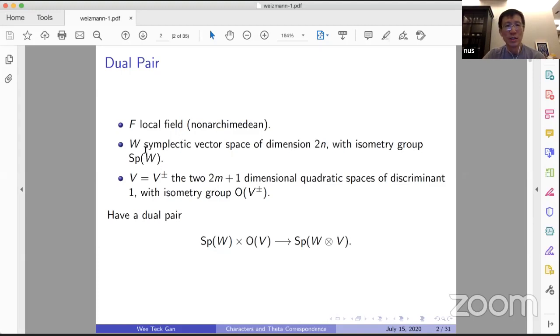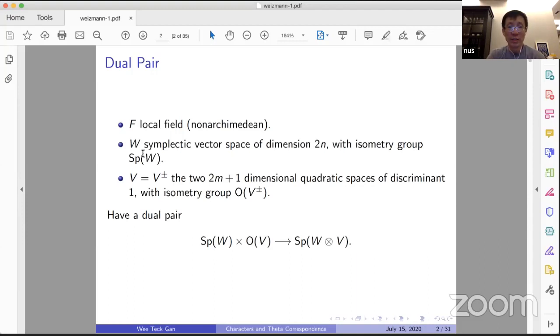The setup is that we have two pieces of data: a symplectic vector space W of dimension 2n, with the isometry group Sp(W), and odd dimensional quadratic spaces V. For simplicity, I assume the discriminant is 1. Over a non-Archimedean field, there are two such quadratic spaces of a given odd dimension. One is split and the other is non-split, and I will denote them by V plus and V minus respectively.